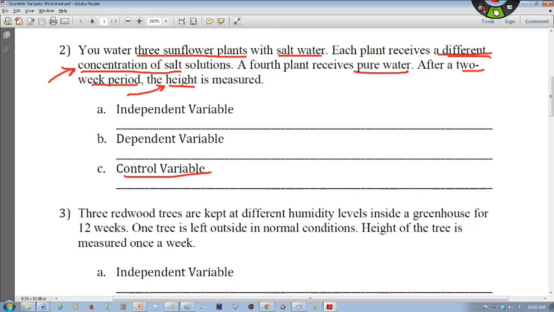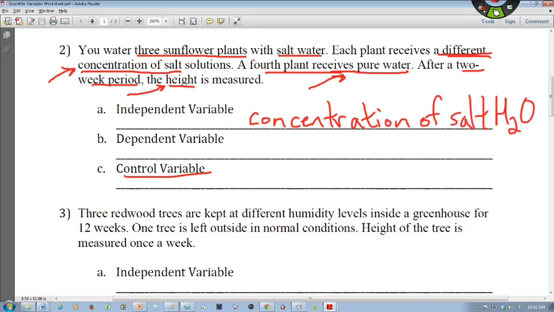Well, in this case, what the scientist knows prior to running the experiment and what the scientists are manipulating is the concentration of salt solutions. In fact, one of them even has pure water, and this plant right here is our control group, which is a concept you should understand. So we say the concentration of salt water, I'll say H2O for water. And so the dependent variable would be the other thing that may or may not change because of what the scientists are doing, and that is the height of the plant. So plant height would be our dependent variable.